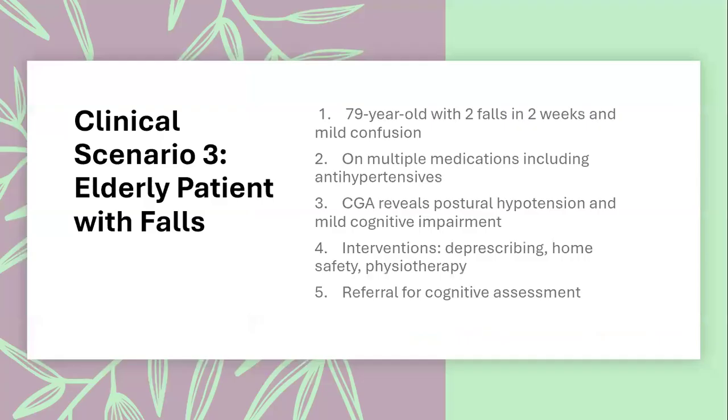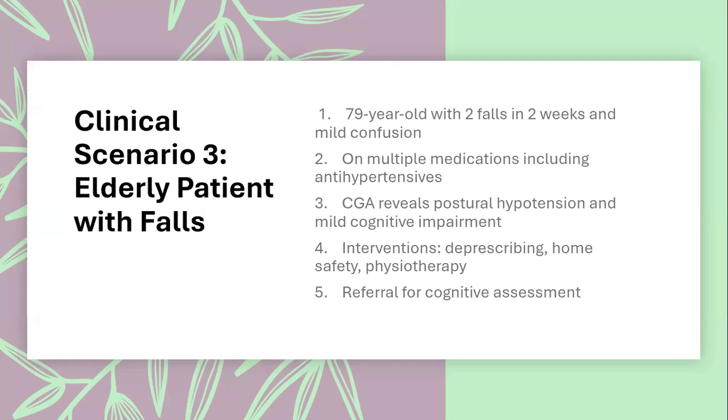the general practitioner. So let's go through a clinical scenario of an elderly patient, a 79-year-old with 2 falls in 2 weeks with mild confusion. This patient is on multiple medications, including antihypertensives. Comprehensive geriatric assessment reveals the patient has postural hypotension and mild cognitive impairment. Probably the intervention that you should do would be prescribing certain medications because of postural hypotension, and home safety should be looked into.